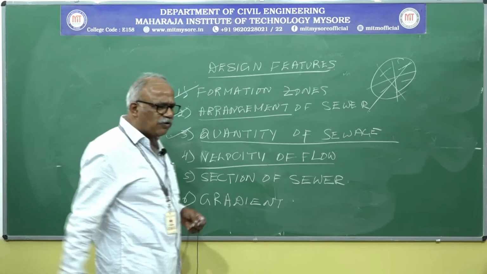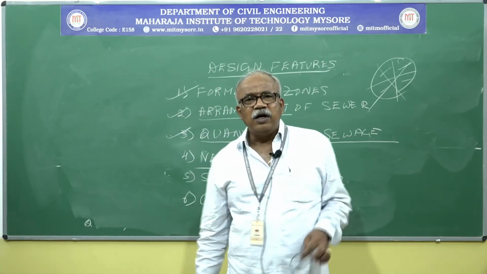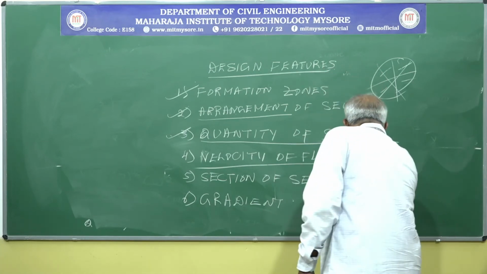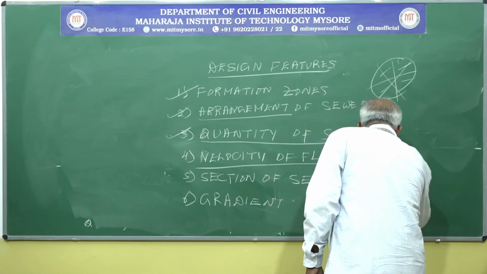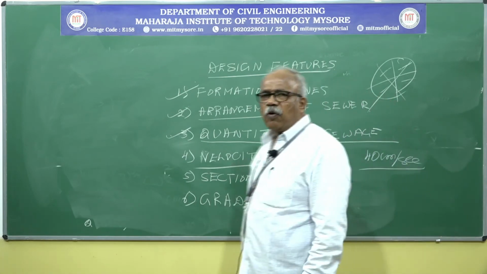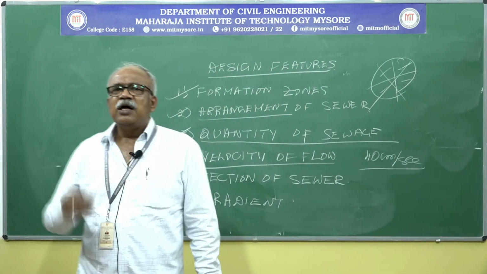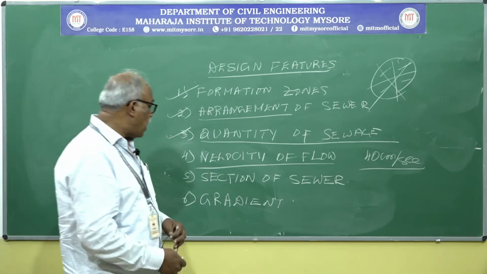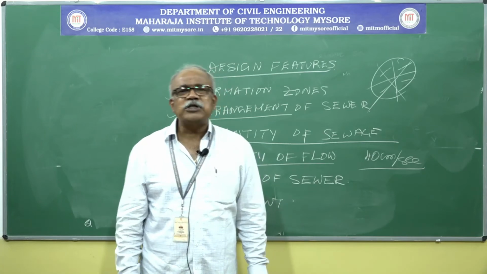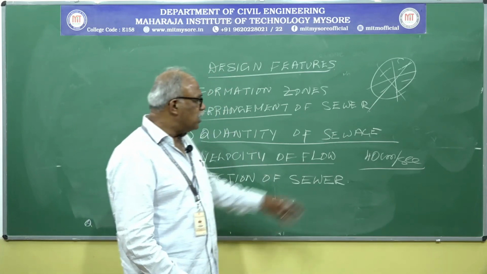Next, velocity of flow. Already I mentioned very clearly, even in a dry period, to achieve that minimum and maximum, the flow should be 40 centimeter per second minimum. We have to provide this according to the location, terrain and slope. Proper slope we have to provide to achieve this.